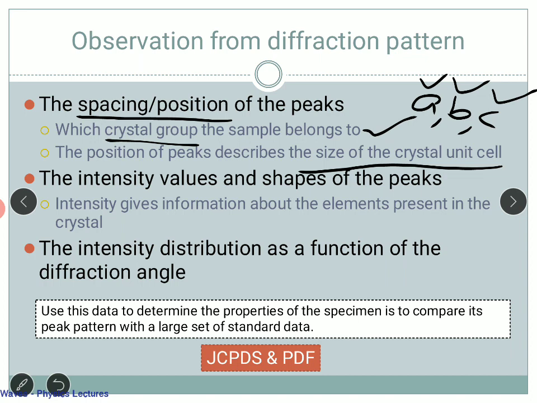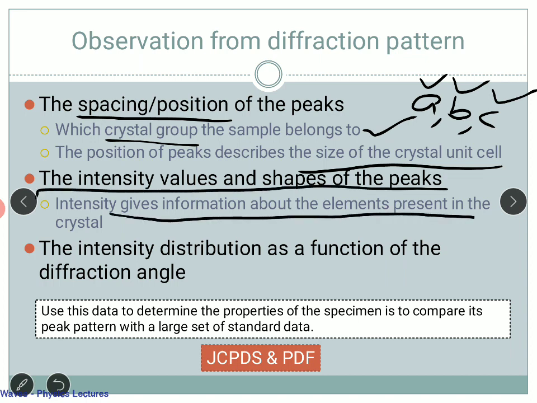Then, the intensity values and shapes of the peaks. The intensity will give you information on the elements present in the crystal, and the shape of the peak, the symmetry and asymmetry, will give you the crystallite structure. This is the initial observation. You can do a lot of things with the XRD data, but these are the initial things that you can look into. Now, this is the intensity distribution as a function of diffraction angle.